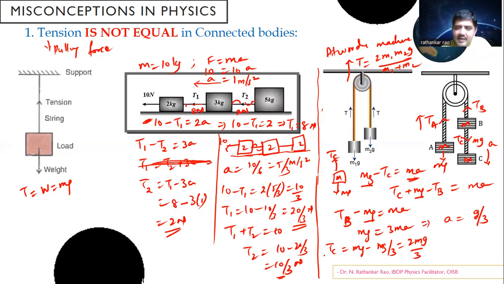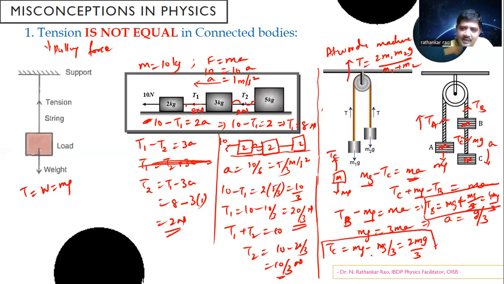Then what about Tb? From this equation I can get Tb. So what is Tb here? This implies Tb is equal to mg plus ma. What is ma? mg by 3. Which should now be equal to 4mg by 3. Now I have got an expression for Tb also, and the expression for Tc I have got here.